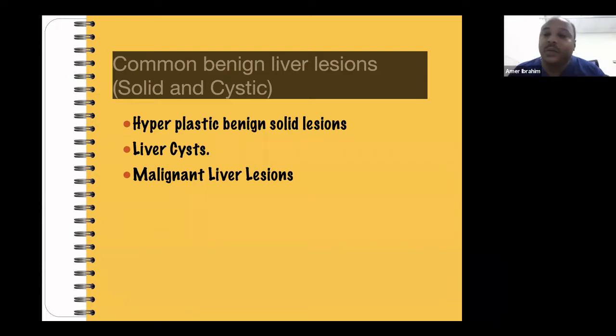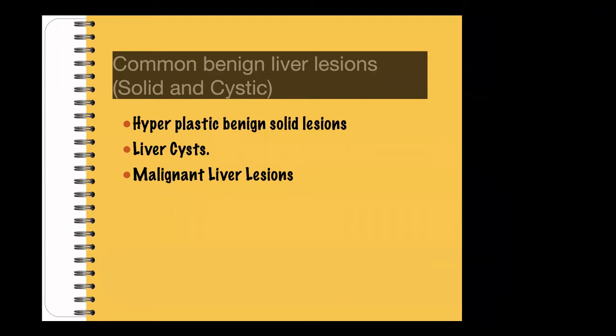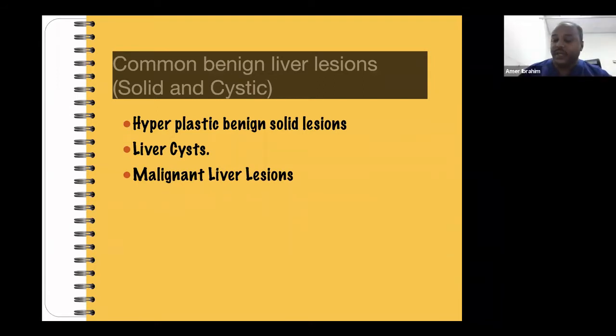So the highlights of this presentation will include the common liver lesions in the form of cystic and solid lesions. The presentation will include the hyperplastic benign solid lesions, liver cyst, and malignant liver lesions.